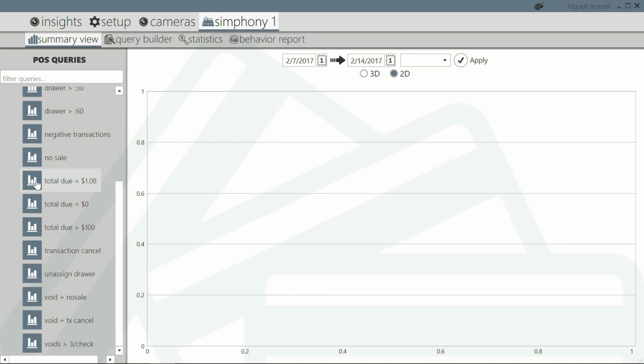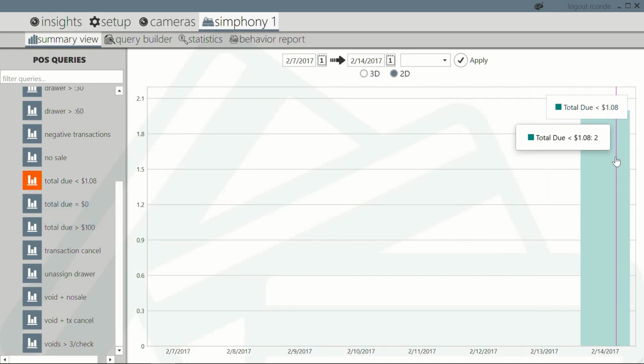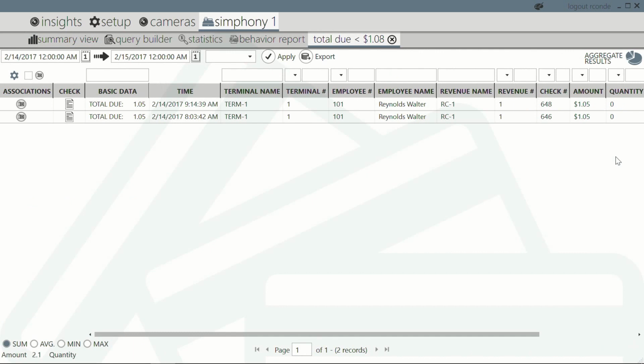And if you need to make a query where the total due is less than $5 or less than 50 cents, let us know. We'll help you with that. But in this case, this total due less than $1.08 will work. And if we graph that out, we're going to see that we do have one or two checks today.